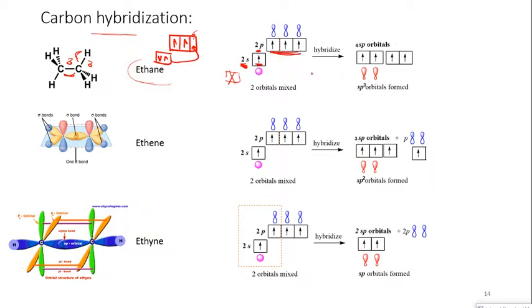Then hybridization will happen. This hybridization will happen between 3 p orbitals and 1 s orbital, so the sum will be 4 sp orbitals. The 2s will increase a little bit in energy and the p will decrease a little bit in energy, so both of them will be on the same level, forming the sp orbitals. I name this hybridization sp3, and this 3 refers to how many p orbitals are involved in the hybridization. Let's move to the ethene.